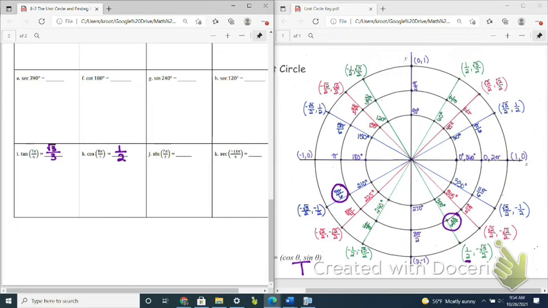Sine of 7 pi over 2. Well, 7 pi over 2, 7 halves is 3.5. That is above 2. So I need to go ahead and subtract 2 from it. So I get 3 pi over 2. That is a quadrant angle. So here's 3 pi over 2. The sine is your y-coordinate. So it is simply -1.